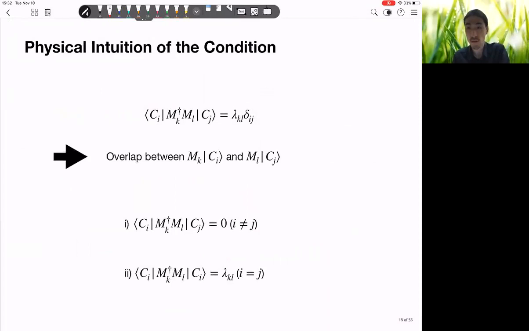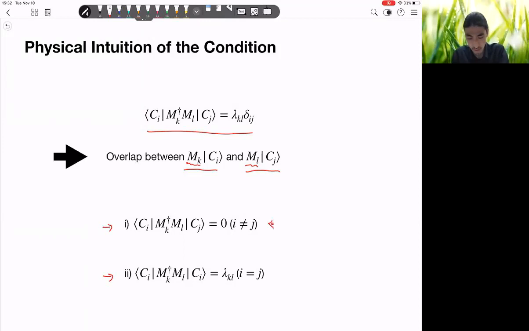So what this is doing is just looking at the overlap between two states after an error occurred. This Kraus operator represents the error, so the Kraus operator acting on the states gives the state after the error occurred. This condition is looking at the overlap of these two states. So we can read off two things.